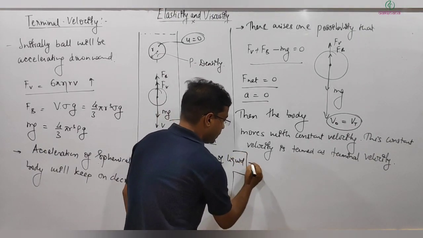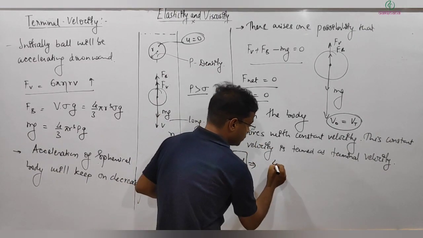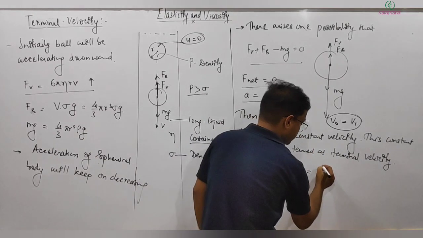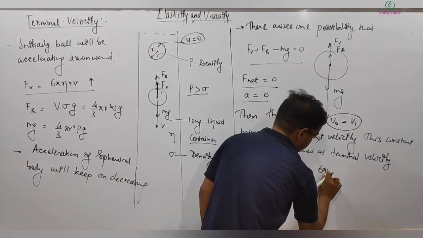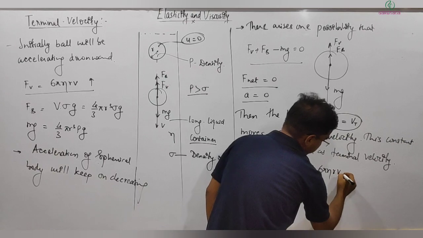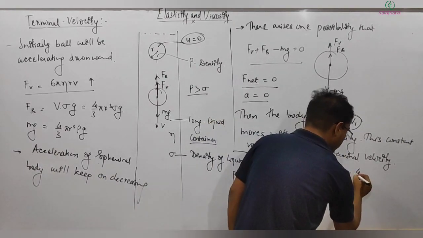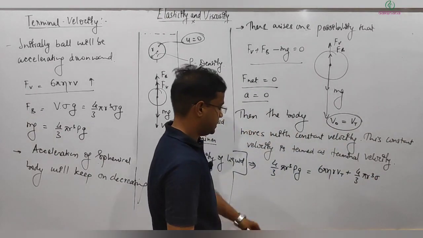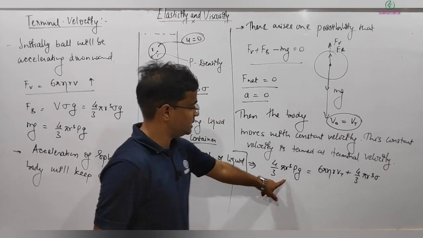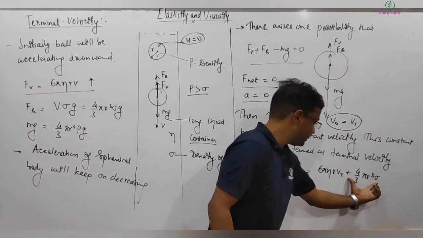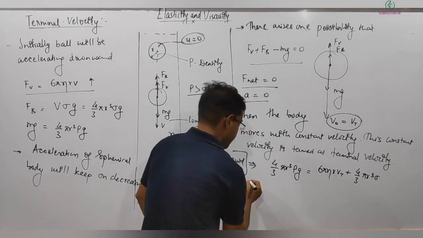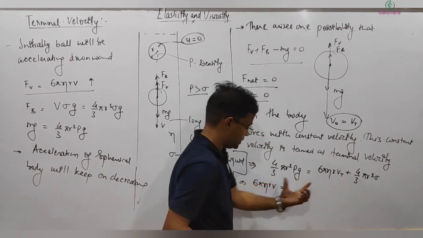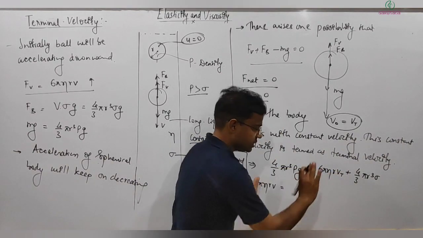So what this implies, I can write mg, the downward force, 4 by 3 pi r cube into rho into g, must be equal to the upward force, 6 pi eta r v terminal plus 4 by 3 pi r cube into sigma g. This is mg, and this is the buoyancy force. Let me bring it to this side, rearranging it. I'm bringing this term to this side, just swapping the terms.